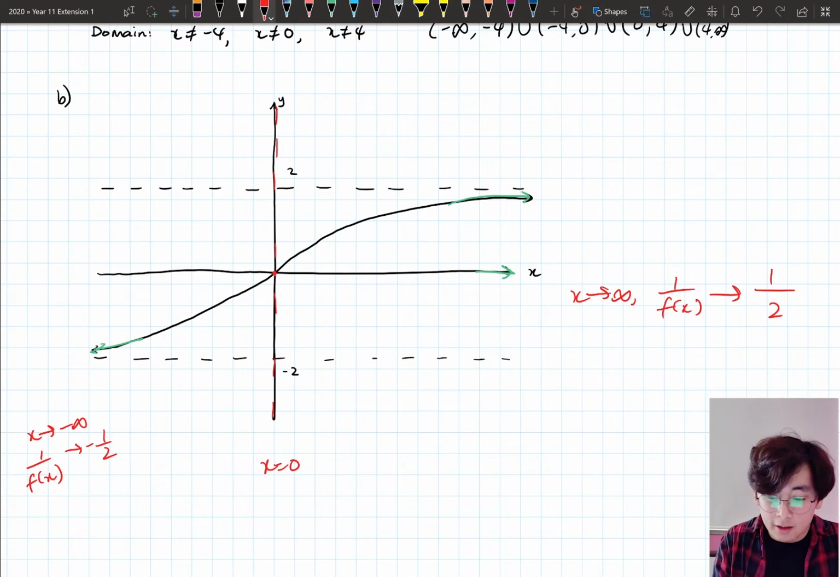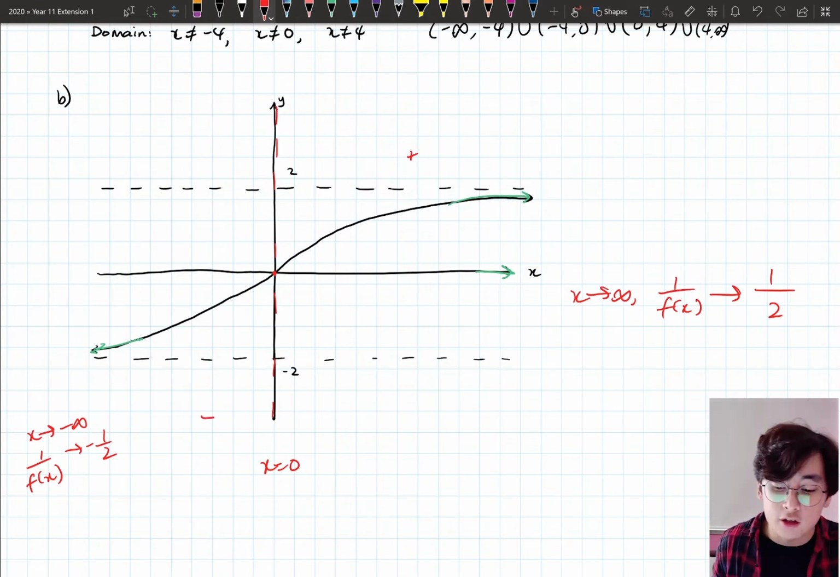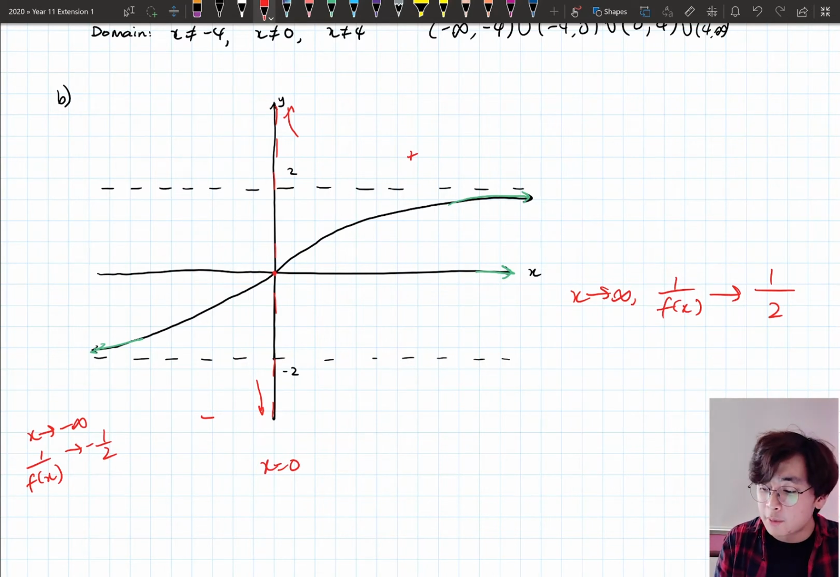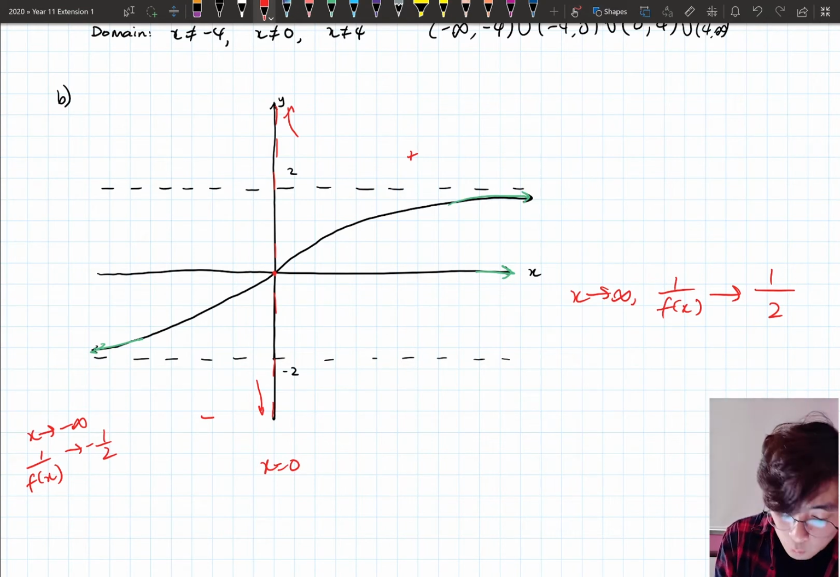Okay. Now either side it goes towards 0, and it's going to stay the same sign. So on the right hand side, it's going to be positive, and on the left hand side, it's going to be negative. Okay. When it gets closer and closer to this asymptote, it goes closer and closer to 0. So it's going to go towards infinity on either side here. And the other thing that we notice is that when x goes towards infinity, our new reciprocal function is going to go to 1 over 2.